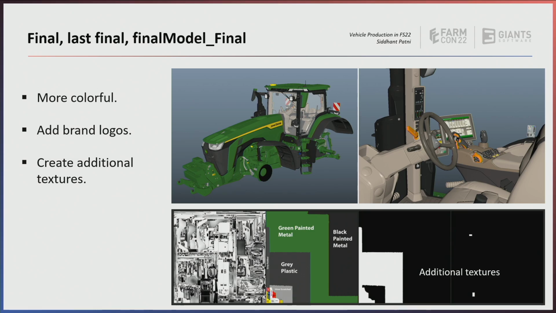After the normal map phase, we move to the final phase of asset creation. This is the phase where the machine will start to look more colorful. We will start to add brand logos, warning decals, and interior decals to make it look more like the real machine. At this point, we also create additional textures like ambient occlusion and additional mask textures that we'll require later.